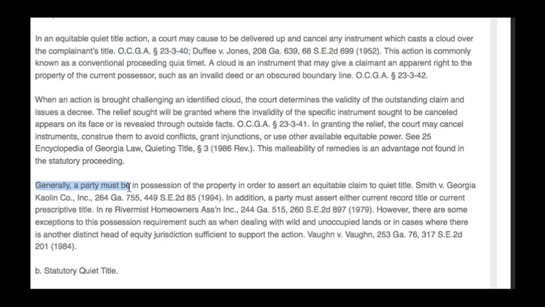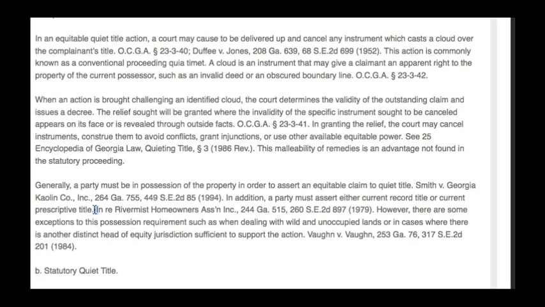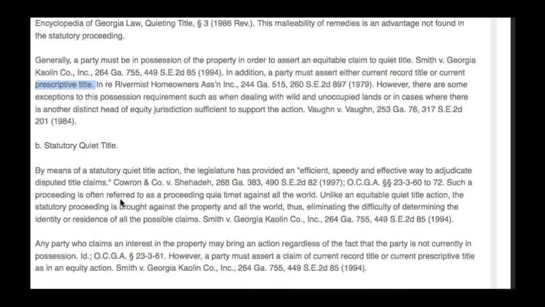This is important. It says, generally, a party must be in possession of the property in order to assert an equitable claim to quiet title. Most of you dealing with some type of foreclosure situation are in possession of the property. In addition, a party must assert either current record title or current prescriptive title. So that means you have to either have a grant deed or warranty deed or some other prescriptive title. A prescriptive title may be some form of title that's granted by the court because you've been in possession of the property for so long. Maybe that would be a quit claim deed, I don't know. Quote me on it. Do your further research.